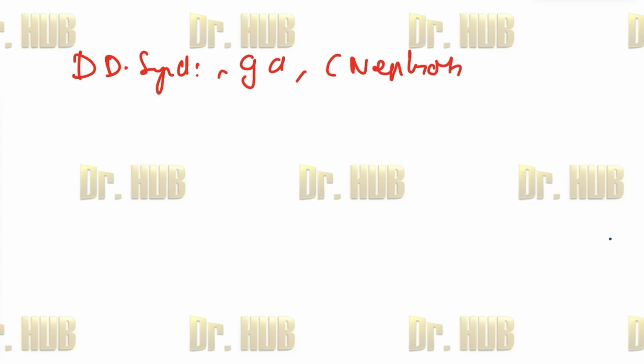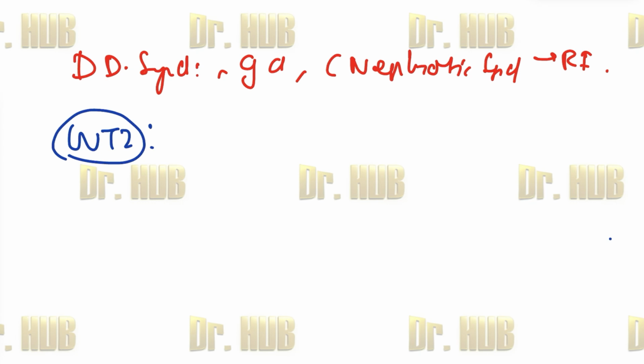Next is the Denys-Drash syndrome: gonadal dysgenesis as well as a congenital nephrotic syndrome, and this leads to renal failure. Next we move on to the WT2 gene. The WT2 gene involves chromosome 11p15, and the Beckwith-Wiedemann syndrome is associated with this.